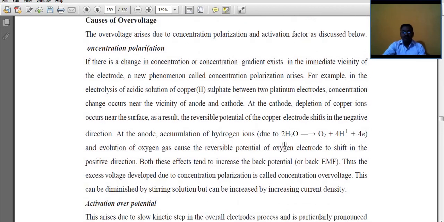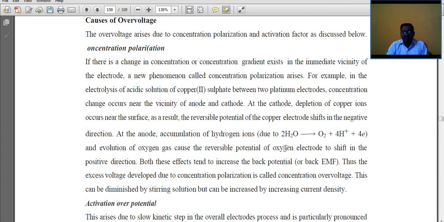Concentration polarization means that if a change in concentration or a concentration gradient exists in the immediate vicinity of the electrode, a new phenomenon called concentration polarization occurs. For example, in the electrolysis of acidic solutions of copper sulfate between two platinum electrodes, concentration change occurs near the vicinity of the anode and cathode.